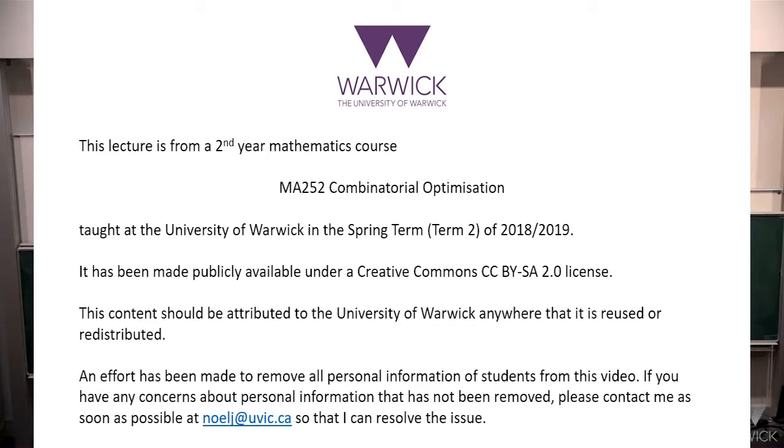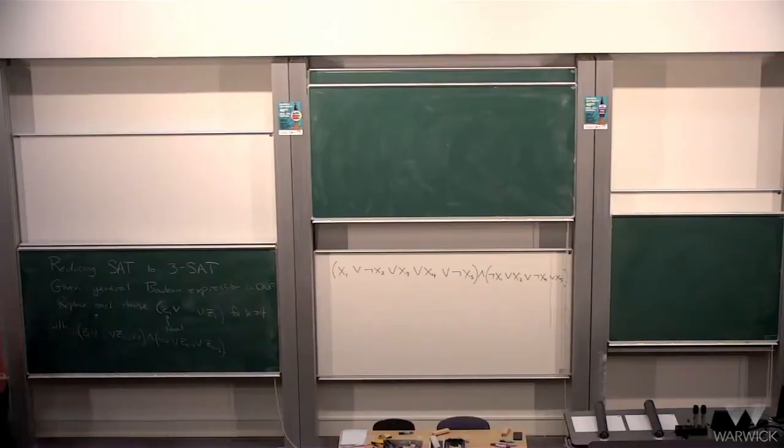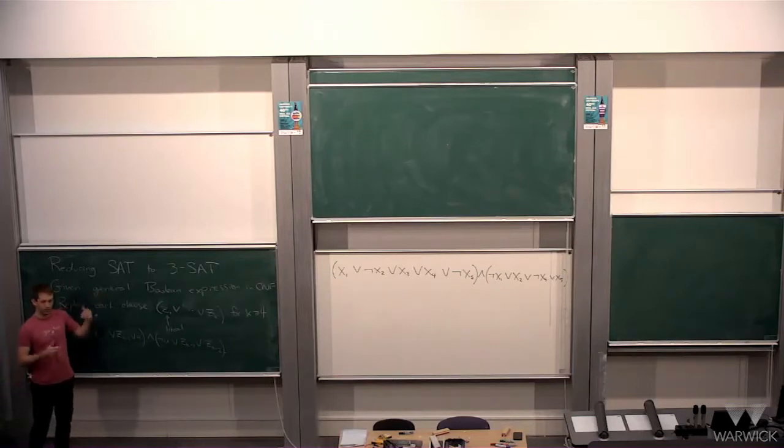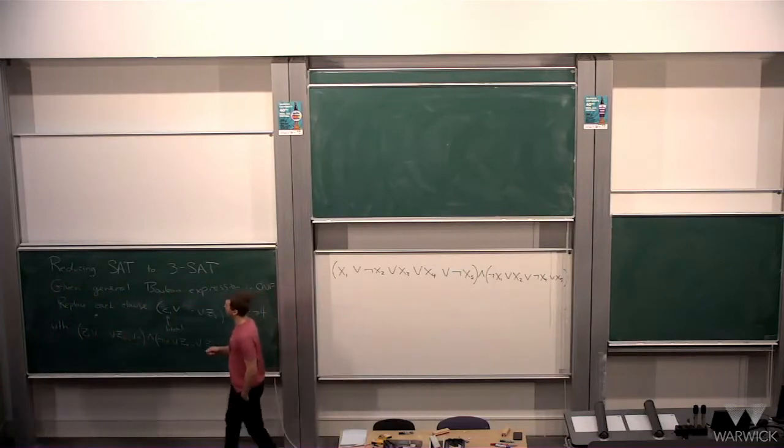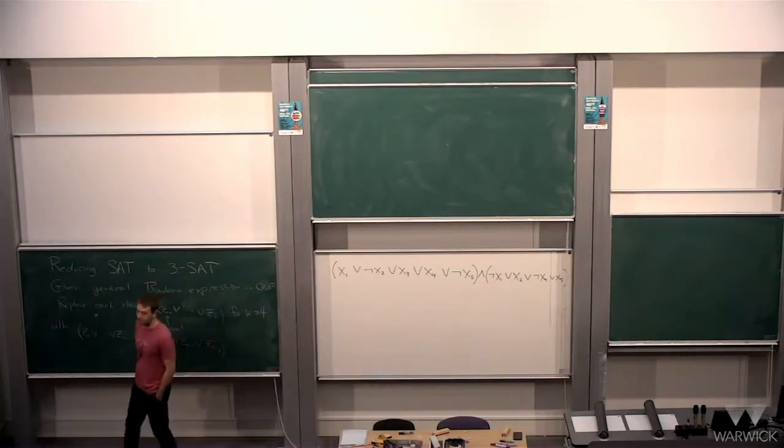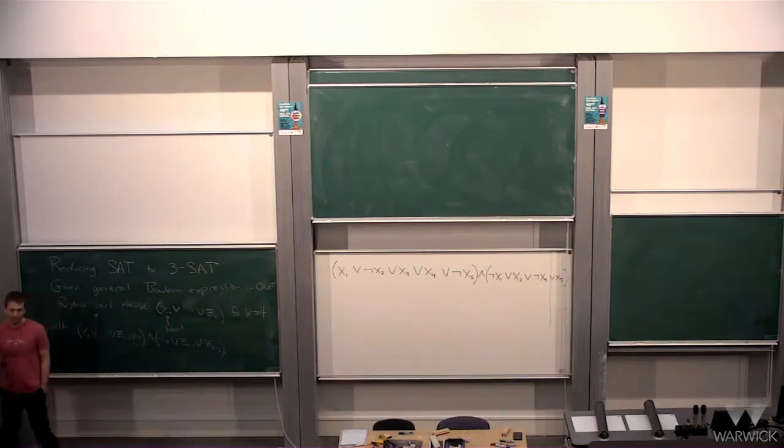So yesterday we ended with a proof that 3-SAT is NP-complete, right? And that proof involved, we assumed that SAT is NP-complete. So it's a theorem, but we didn't prove it. And so to prove that 3-SAT is NP-complete, we reduced SAT to 3-SAT.